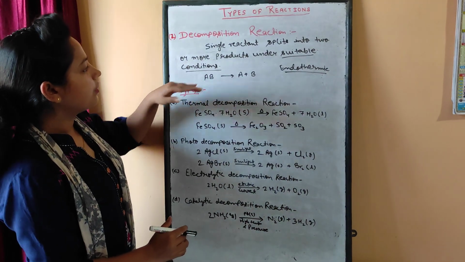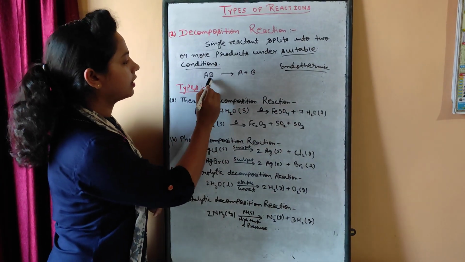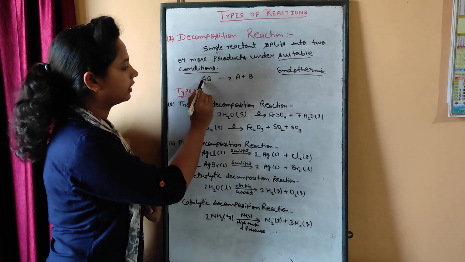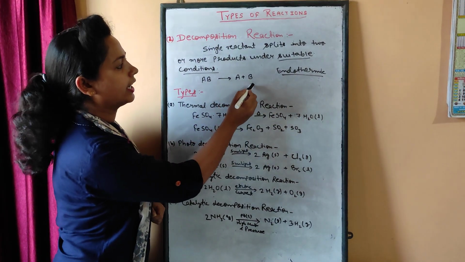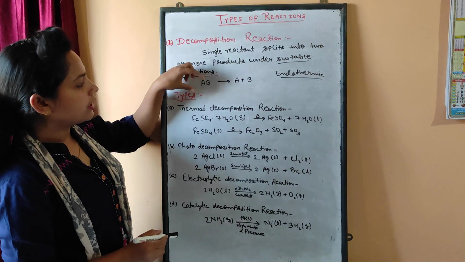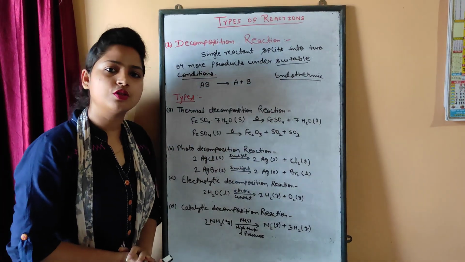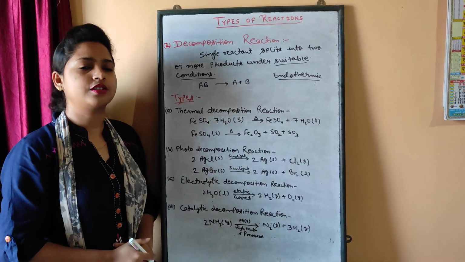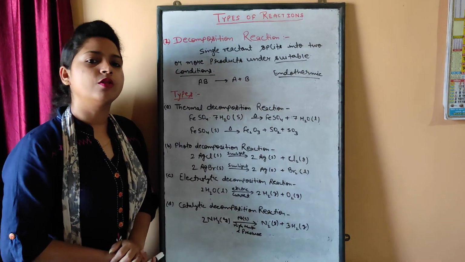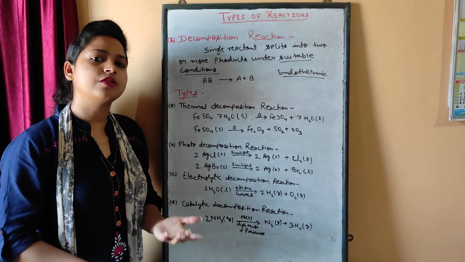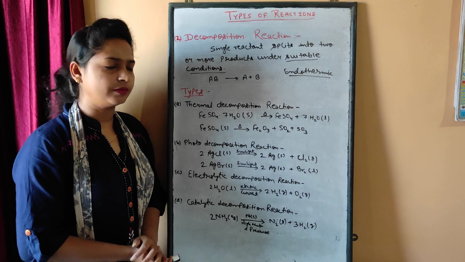So this is the general form of decomposition reaction, that is AB, the reactant, splits into A and B. So when a single reactant splits into 2 or more than 2 products under suitable condition, then it is called a decomposition reaction, which is just the reverse of the combination reaction.